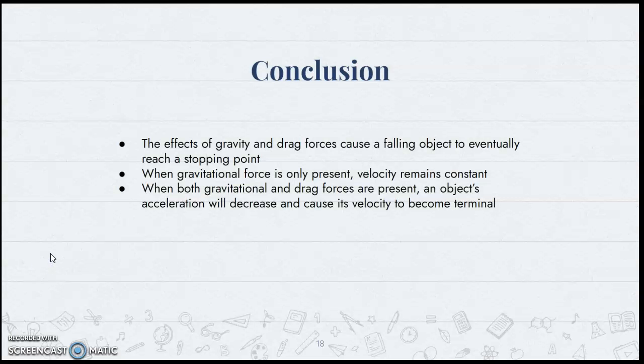These observations then led me to a conclusion. The effects of gravity and drag forces cause a falling object to eventually reach a stopping point, and when gravitational force is only present, velocity remains constant. However, when both gravitational and drag forces are present, an object's acceleration will decrease and cause its velocity to become terminal.